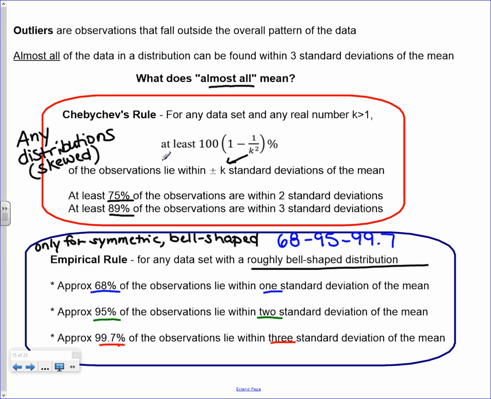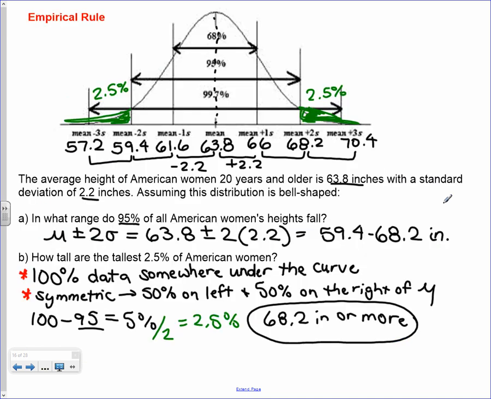I know that doesn't make a lot of sense, but what it means is, if I wanted to know, let's say, within 2 standard deviations of the mean, I plug in a 2 for k. When I plug in that 2, I get 75%. That tells me that at least 75% of the observations are within 2 standard deviations. If I want to know within 3, I plug in a 3 and I get at least 89% within 3 standard deviations. So that's how you're going to use those.